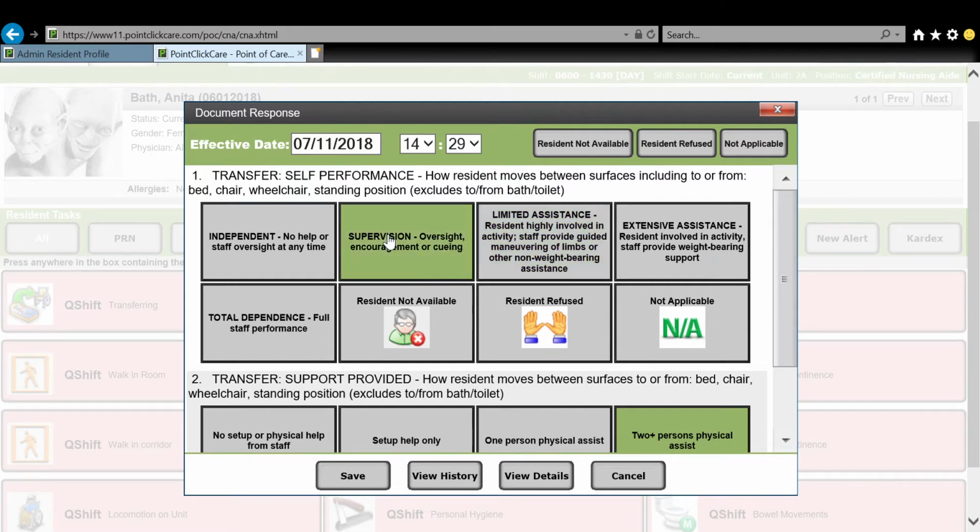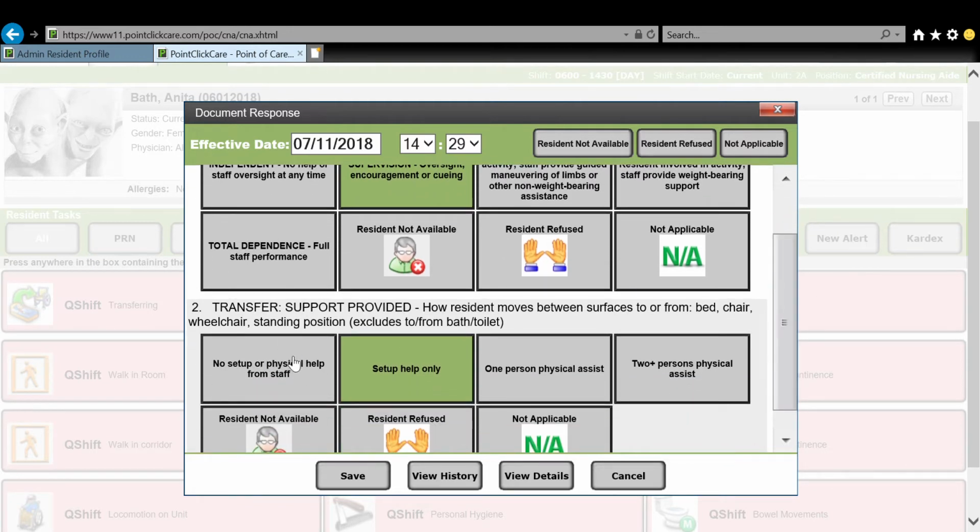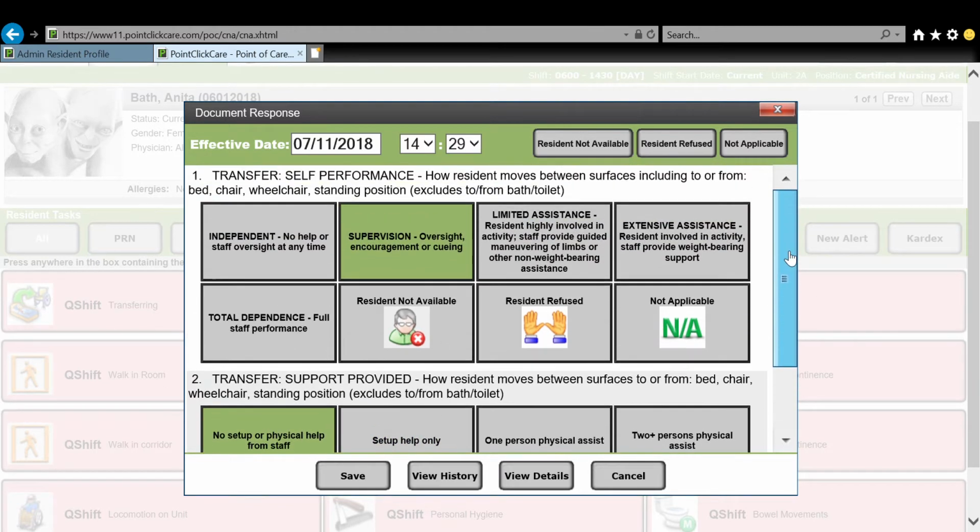Supervision is the transfer status where you've had your eyes on her, you watched her get up, and you either set up the walker for her or the cane, whatever assistive device she's using, or you didn't need to set anything up and she was just supervised to stand up out of bed. This can also include cueing assistance if she needs to be reminded to push off with her left hand, her strong hand, when she stands, or she needs to be cued to have that walker right in front of her, or to lock the wheelchair before she stands.